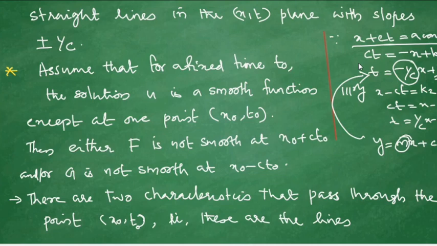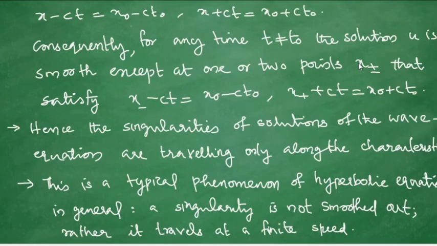There are two characteristics that pass through the point x naught, t naught. That is, these are the lines x minus ct equal to x naught minus ct naught, and x plus ct equal to x naught plus ct naught. Consequently, for any time t not equal to t naught, the solution u is smooth except at one or two points that satisfy the equations x minus ct equal to x naught minus ct naught and x plus ct equal to x naught plus ct naught.